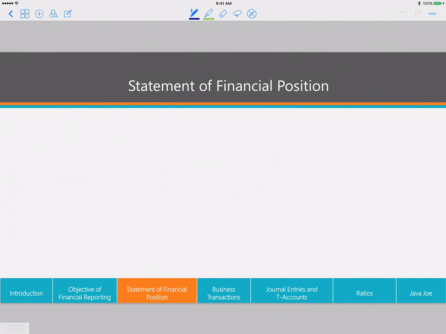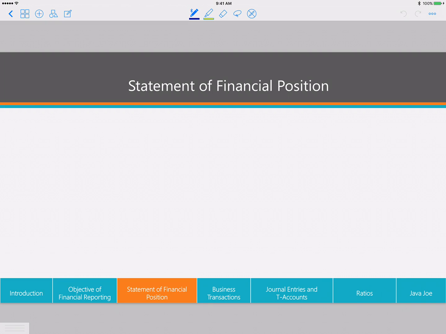So what I'm going to do now is I'm going to draw a statement of financial position for you. Now I'm going to use some numbers, and don't worry, these numbers are coming from my head. They're not coming from any specific page or any other source, so don't worry.